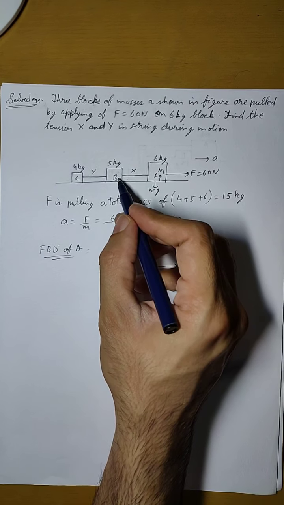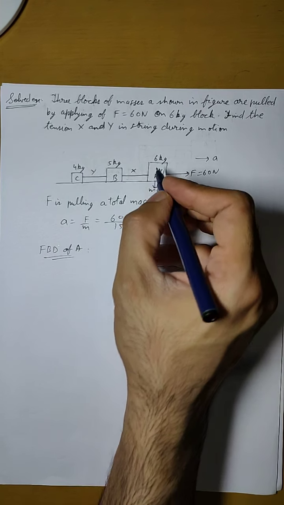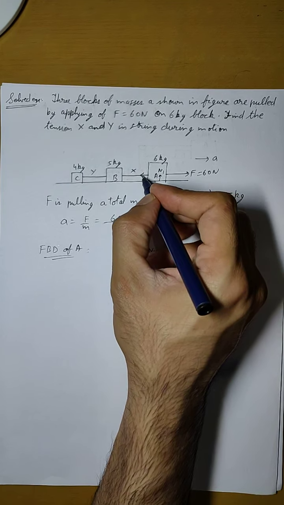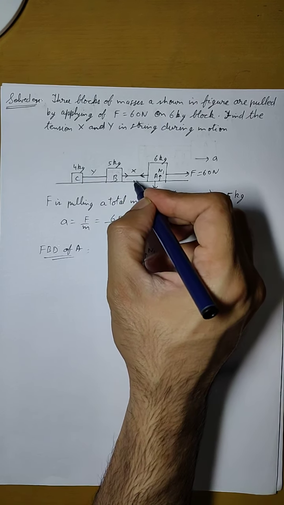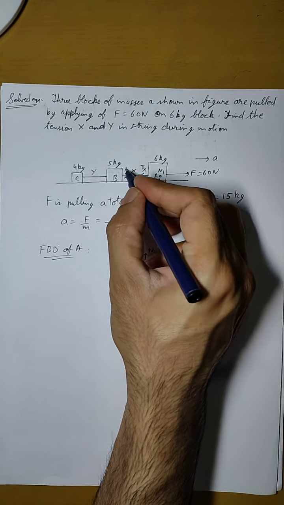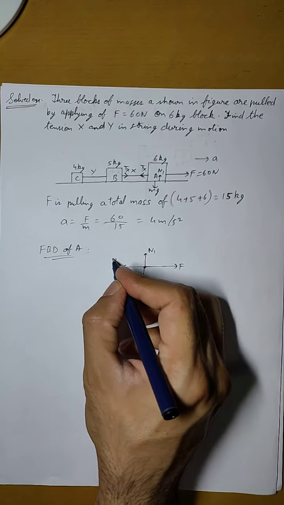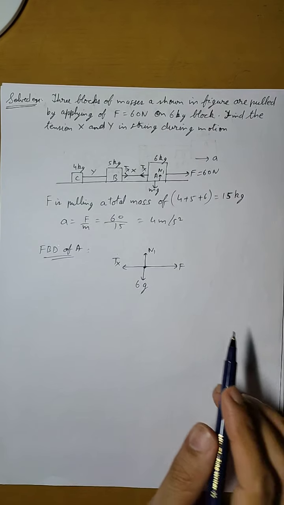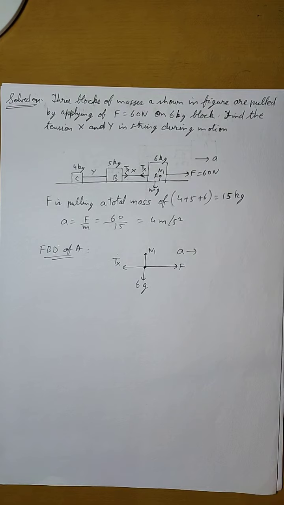Also, because there is a string between B and A, there will be tension generated. As we know, the tension is always directed away from the point of contact. So there will be tension Tx in this way. On body A, tension Tx will be in this direction. So this will be the free body diagram, and the acceleration is in this direction.